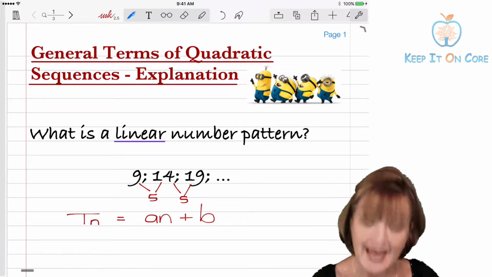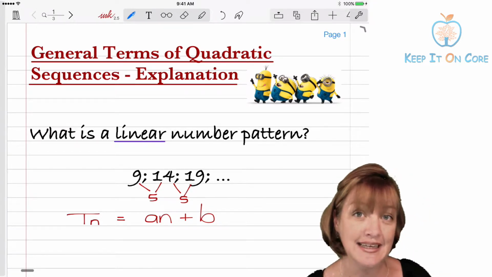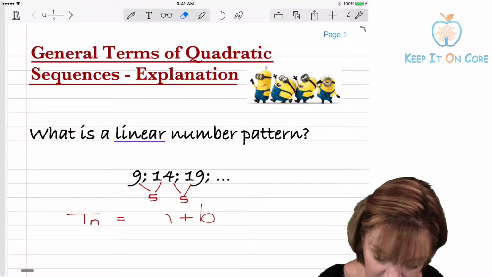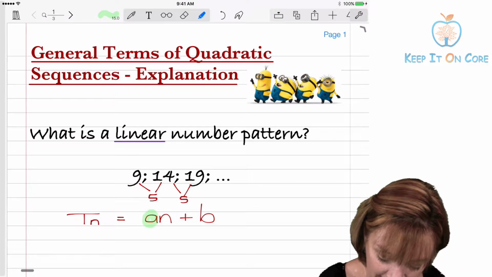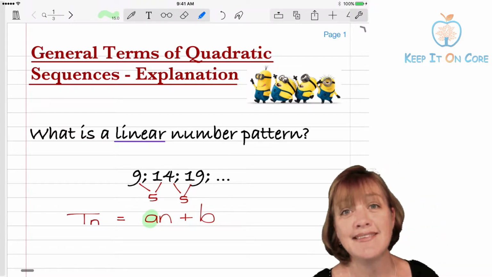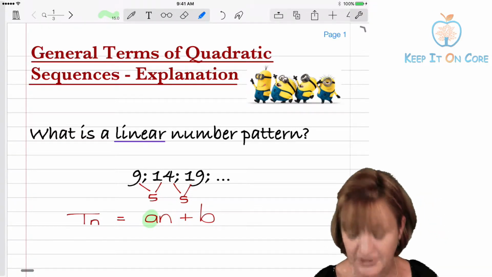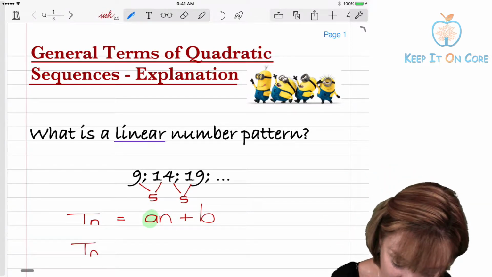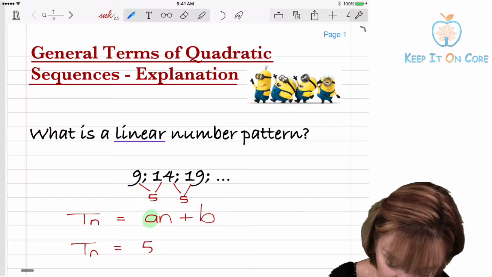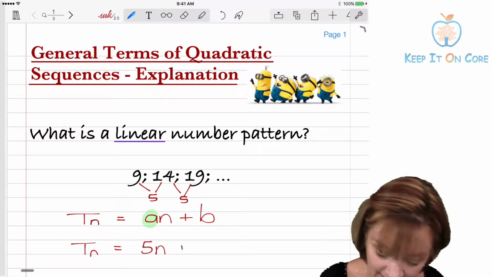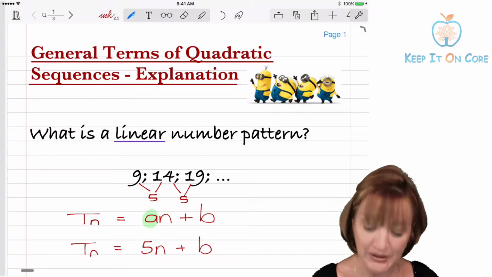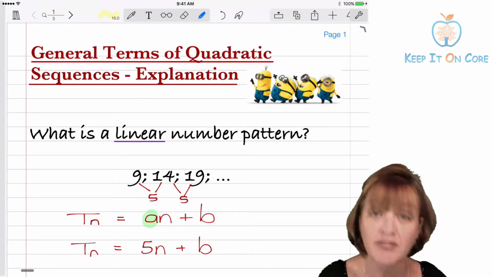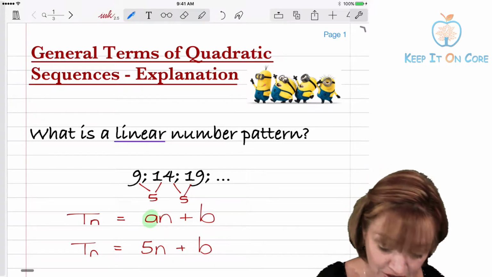Now, in order to find the actual general term, the Tn formula that represents that number pattern, the first thing you need to know is that the a actually represents that common difference. So once you've established in this case that the common difference was 5, that a is now going to be replaced with 5. Now we have to find the b value, and the b value is actually quite simple to solve for. All you need to do is solve it by good old substitution.